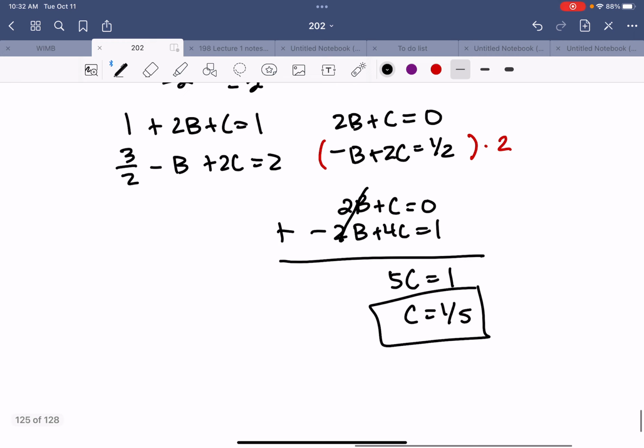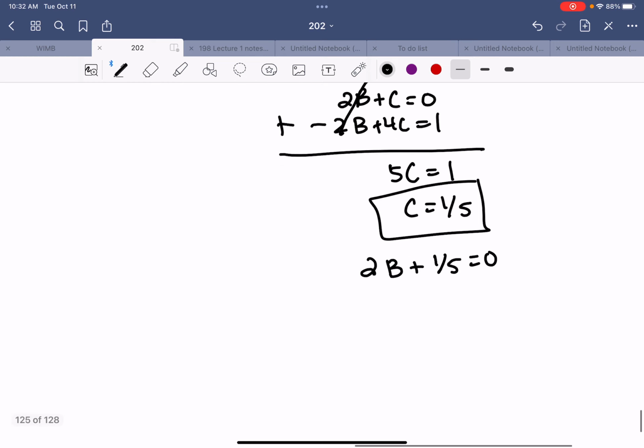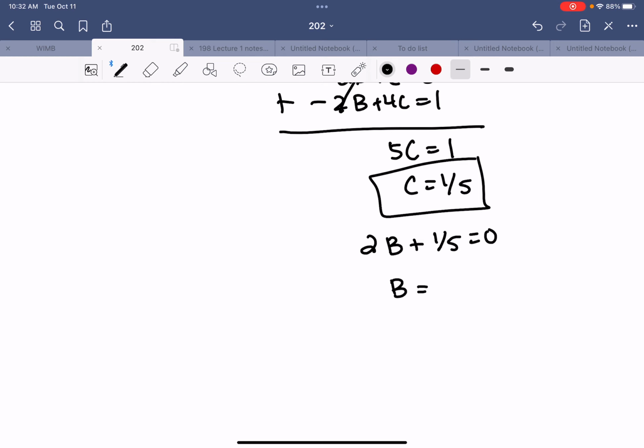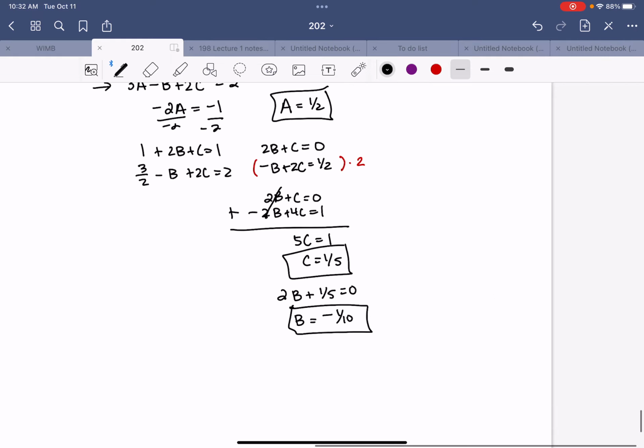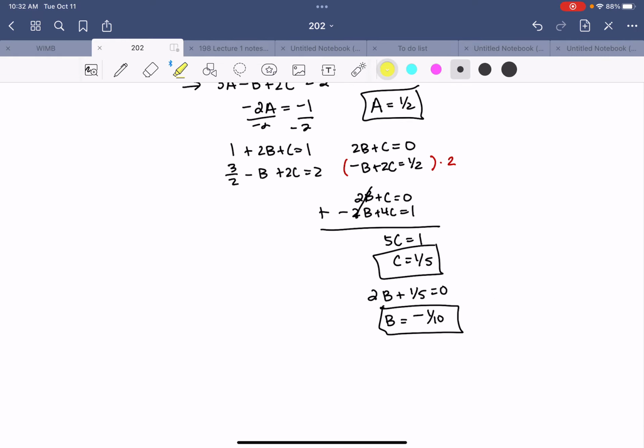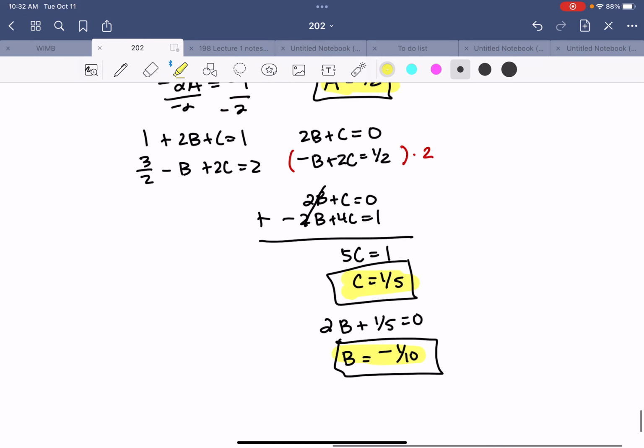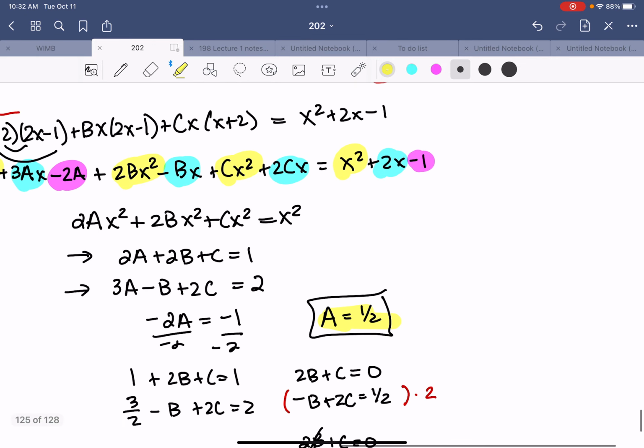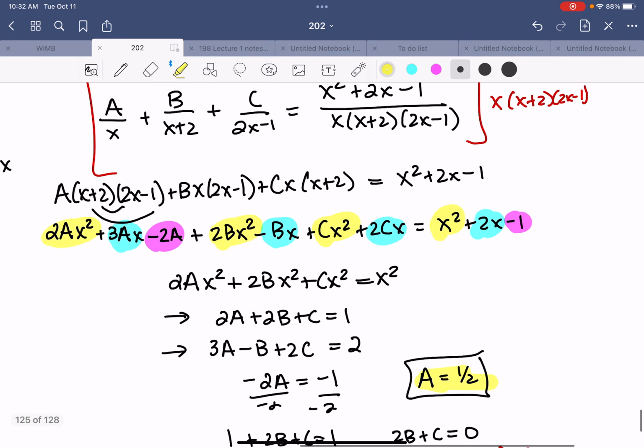And if c is 1/5, then I can plug that into the 2b plus c, so 2b plus 1/5 equals 0, and solve for b. If you subtract the 1/5 over and divide by 2, you get b is negative 1/10. Okay, all that work just to find that a is 1/2, b is negative 1/10, and c is 1/5. Now, shortcut time. Let's go back to what we had up here.